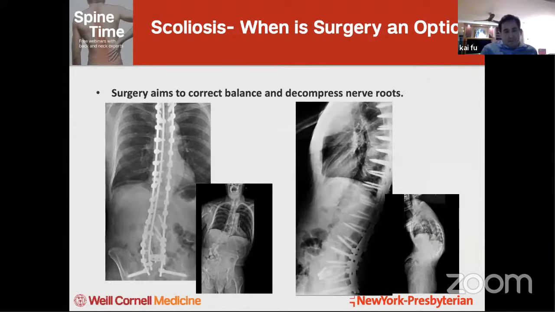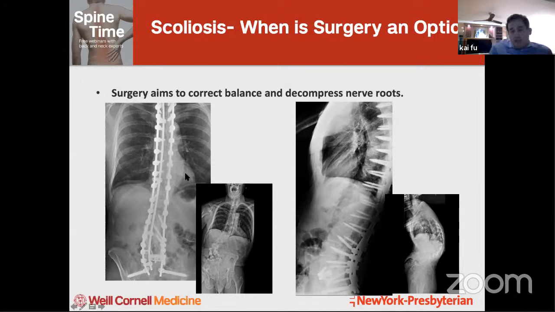Can we go to the next slide? And so surgery, especially in this case, aims to correct the balance and decompress the nerve roots. So in this case, this patient required a pretty extensive surgery to stand up straight, both left and right, and forward and back. And you can see here the results of the surgery versus before. But what this also does is decompress the nerves, because as you're straightening out the spine, the pressure on the nerves is better. So this patient had better back pain as well as leg pain.